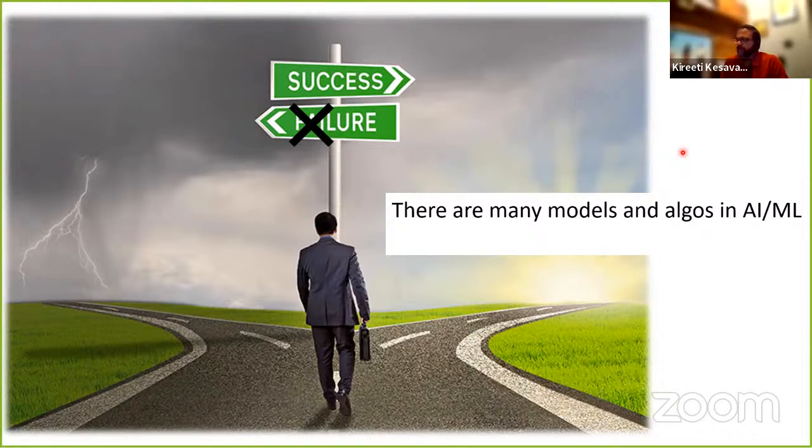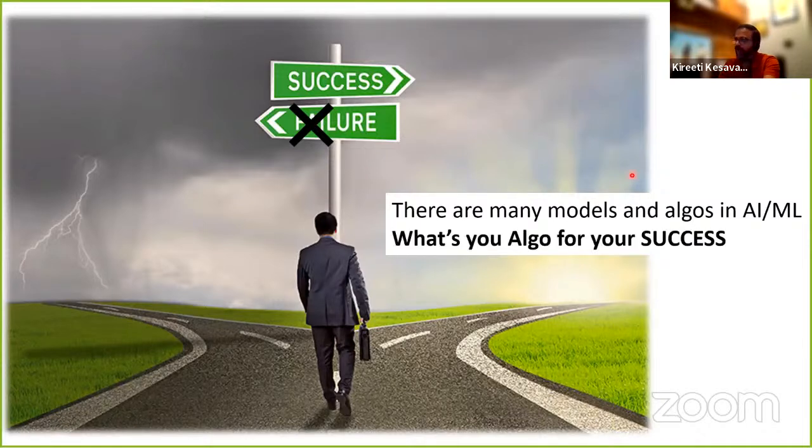So there are many models and algorithms in AI and ML. We all know about it, right? You guys are studying, and you are probably going to be the experts in the next few months, right? But one important question that you need to ask yourself is, what's your algo for your success? Have you thought about it? Everybody wants to be successful, right? But what is your trick? What is your algorithm for your own success? Have you figured that out? So that is a thought that you need to have.